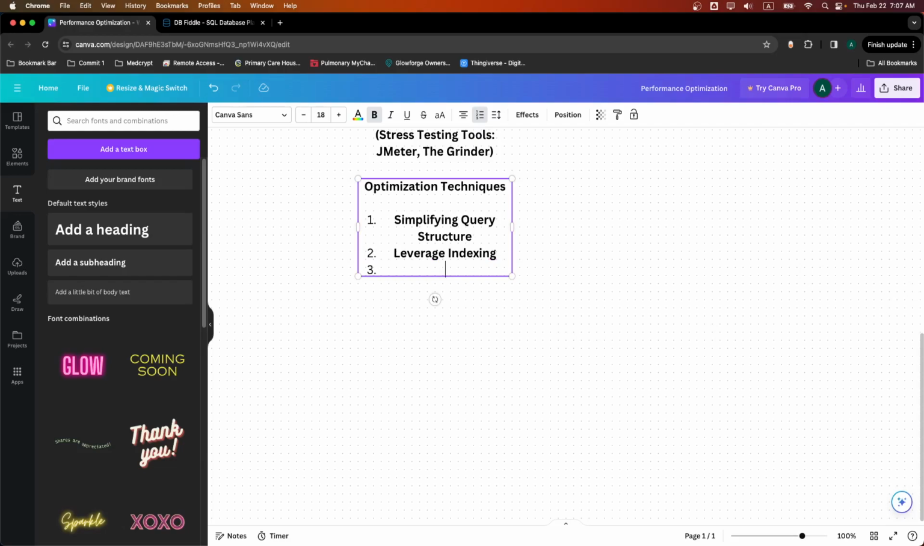The third one is stored procedures. We did talk about it in another video. Whenever we have complex queries, we need to pre-compile them. So we need to store frequently executed complex queries as stored procedures. This saves the database from repeatedly parsing and compiling the query, and definitely improves the performance.